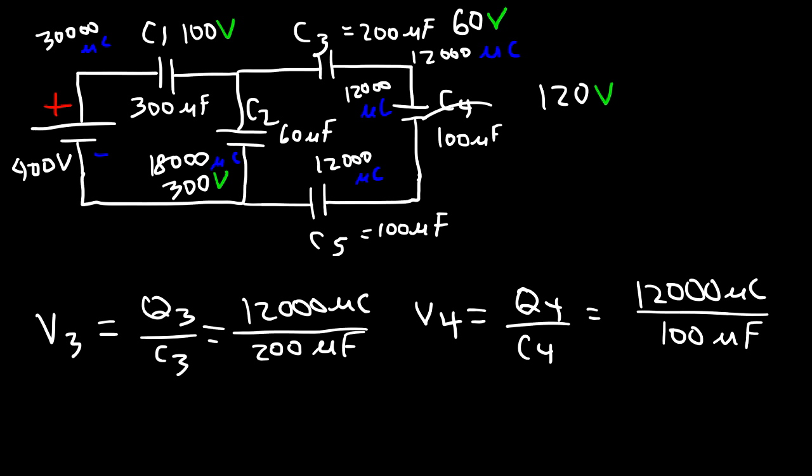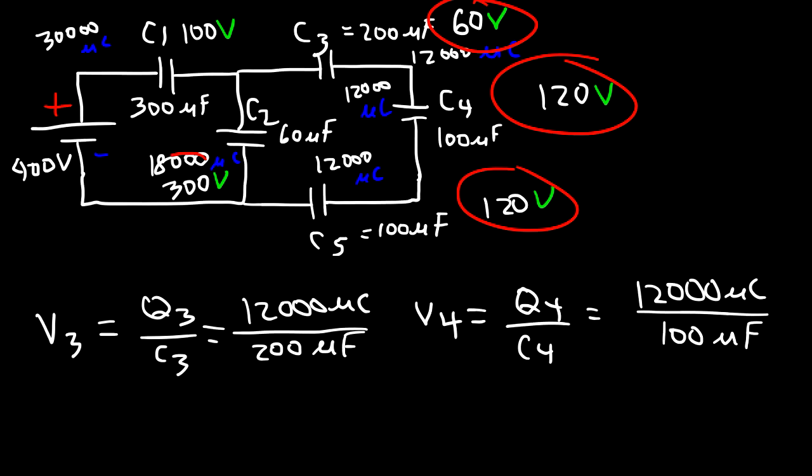Now these capacitors have the same capacitance and the same charge. So if we do 12,000 divided by 100 again, that's going to give us the same voltage of 120 volts. So notice if we add 60 plus 120 plus 120, that's going to add up to 300. Because the potentials at these 2 points has to be 300. That's the voltage across the capacitor. And if you go in this direction, it needs to change by 300 as well.